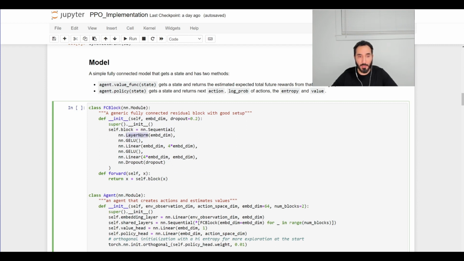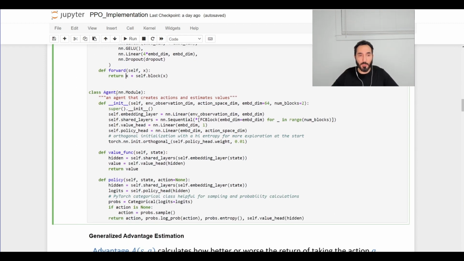So we have some embedding, and we have a layer norm at the beginning to normalize the input. Then I'm using GELU, which is quite similar to the ReLU nonlinearity, but it has a smaller saturation area. And I also have a dropout. As you can see at the very end, I pass the input through the block, and then I add it to the original input, which is a shortcut, essentially a residual connection. So let's go over the neural network.